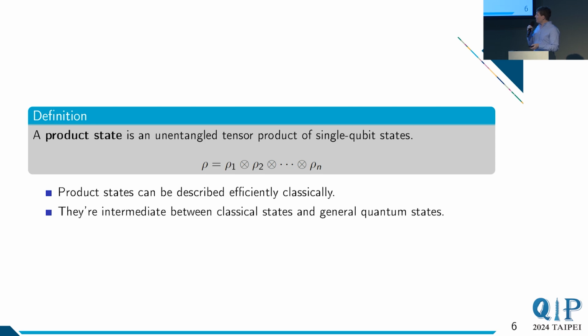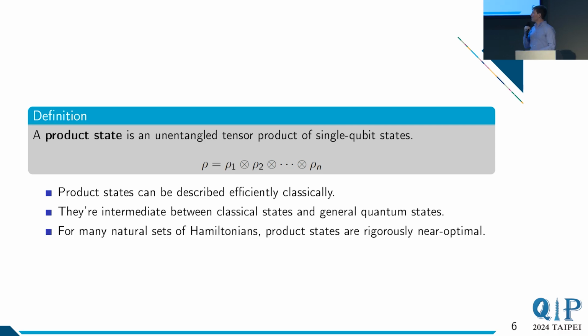They're a nice intermediate between classical and general quantum states. They still have superposition on each qubit, they just don't have entanglement. And we have rigorous bounds that for certain natural sets of Hamiltonians, product states are near optimal.